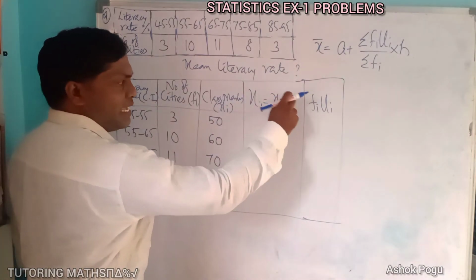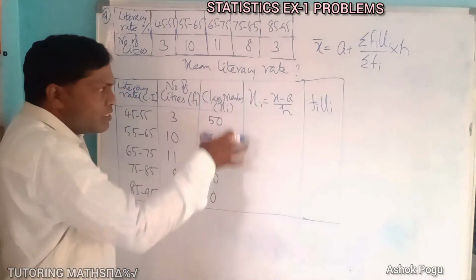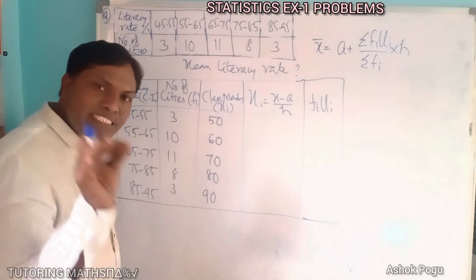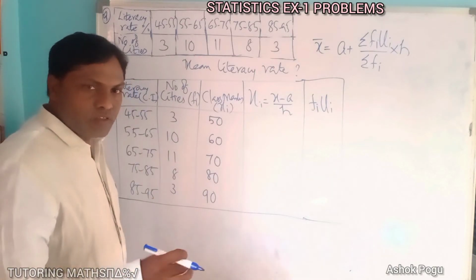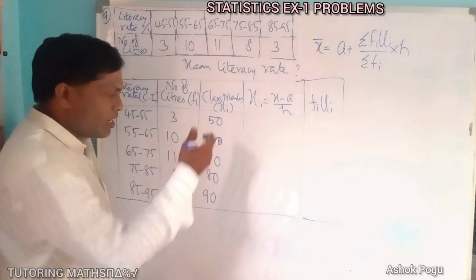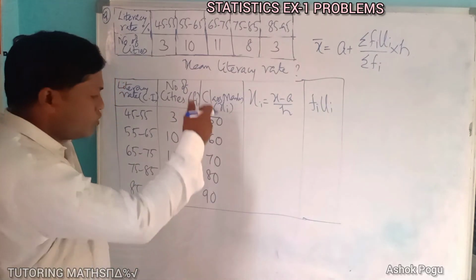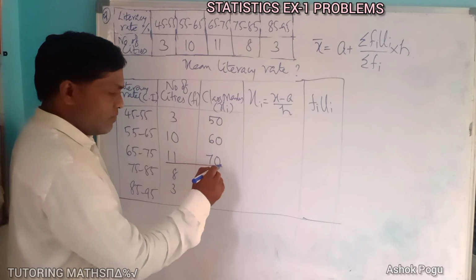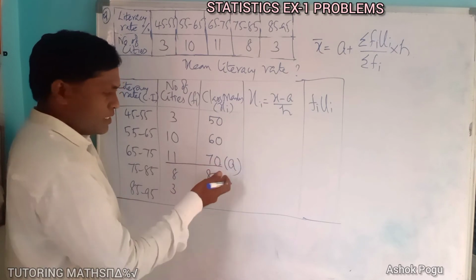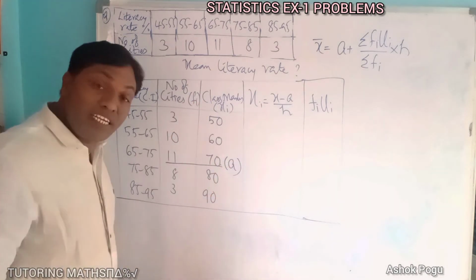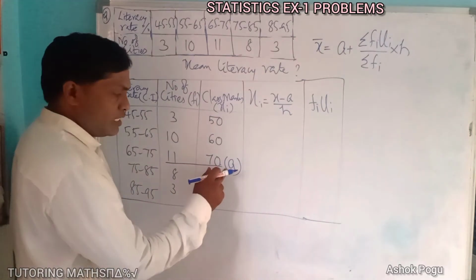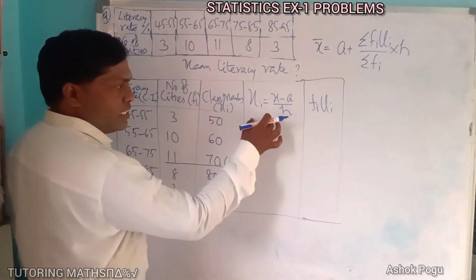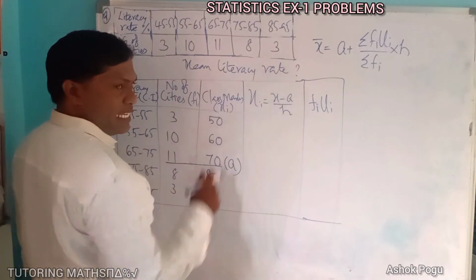X minus A. First of all, one of the class marks should be assumed as A. Choose one of the values as A. Which value has to be chosen? The highest frequency value. So generally, you take 70 as A. Now this becomes A.